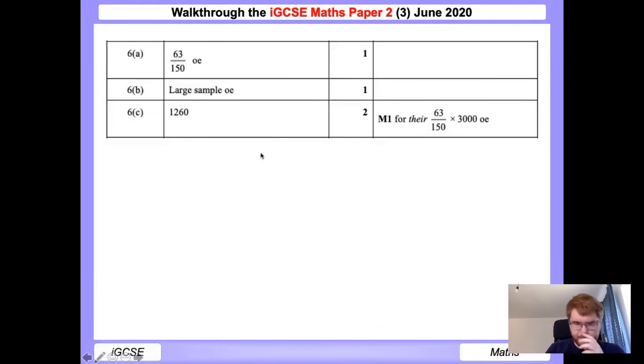Mark scheme, of course. You get 1 method mark for the working I just wrote. Notice this OE, by the way, let me just point this out, is equal to or equivalent. Might be something you're unfamiliar with from the mark scheme. So that means as long as I write something that means the same, that will still give me the method mark here, for example. I'm not sure what else I could write, but if I did, and it's the same as this calculation, you get the M1 mark.